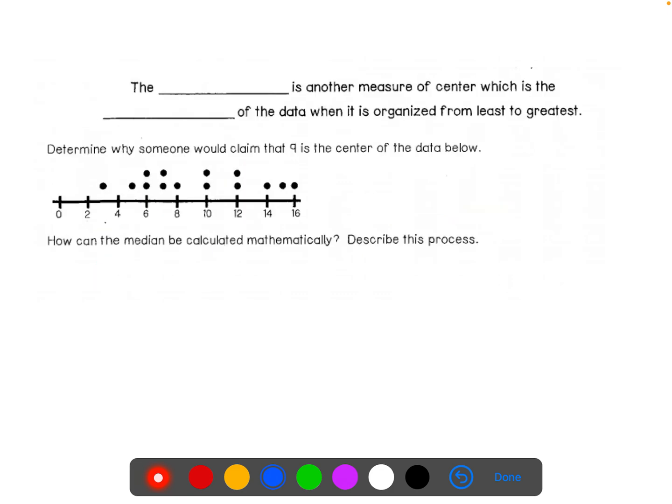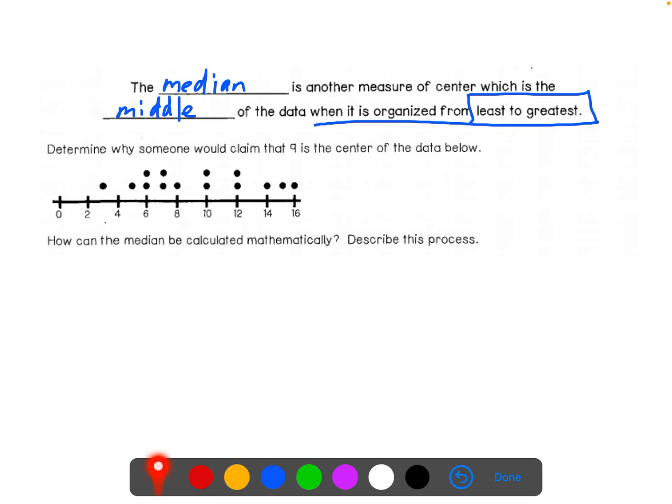All right, now onto the back is where we're going to clarify a little bit more about median. So again, this is still finding the middle of a data set, of a group of data. So the median is another measure of center, which is the middle of the data. And this is really important when it's organized from least to greatest. So you have to organize it from least to greatest. Remember, this is the way of finding the middle that works best when there are outliers. So let's take a look.